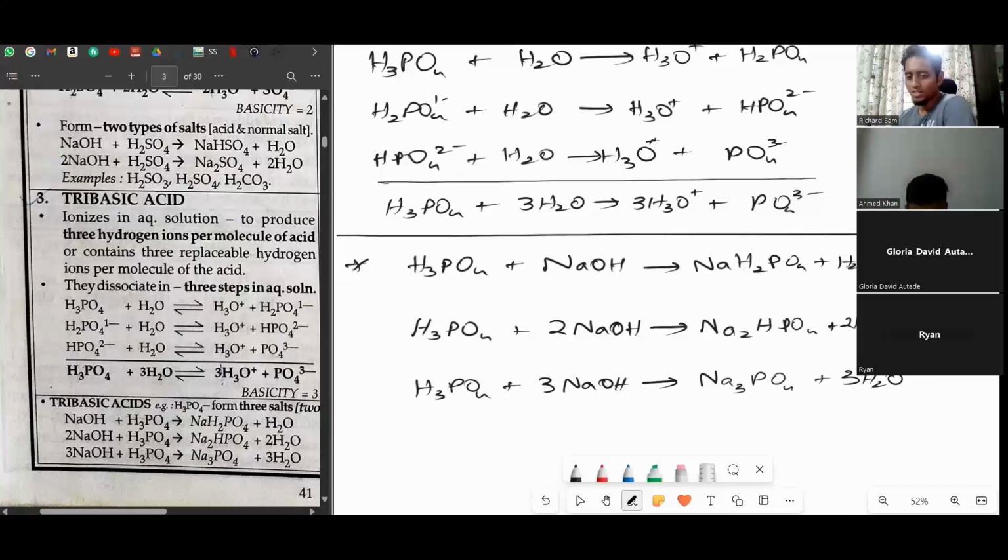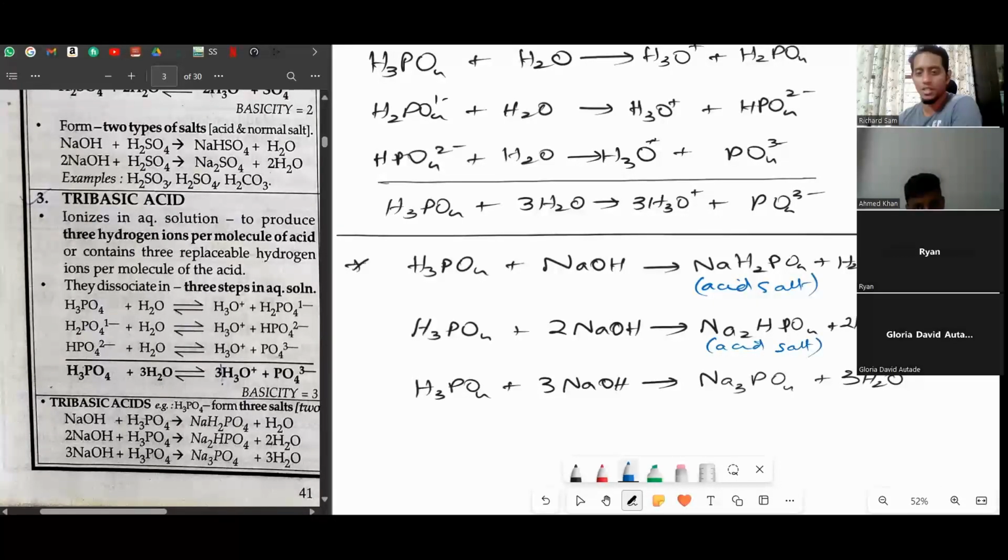Okay, so how many salts are we getting here? We're getting 3 different salts. First salt is acid salt. Second salt, that also is acid salt. And the third salt, that is a normal salt. So 2 acid salts and 1 normal salt. Clear, everybody? Write this down.